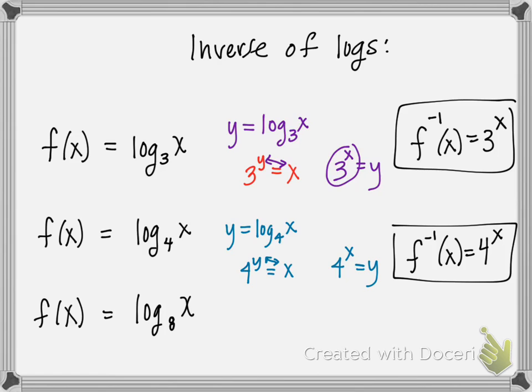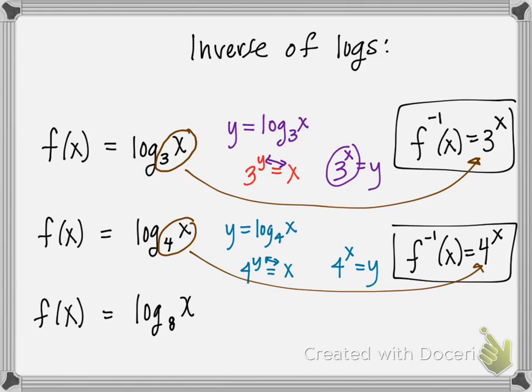So hopefully you notice a quick pattern in order to find the inverse. 3 and x, when you rewrite it, it becomes 3 to the x. Base 4 and x becomes 4 to the x. So this should be pretty easy to find the last one. So the inverse would be 8 to the x power.